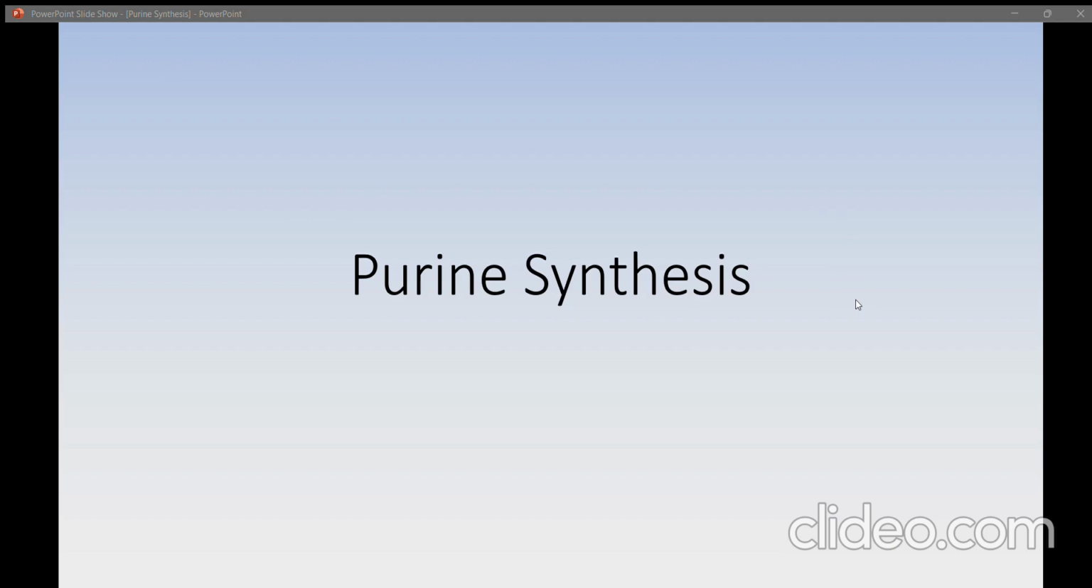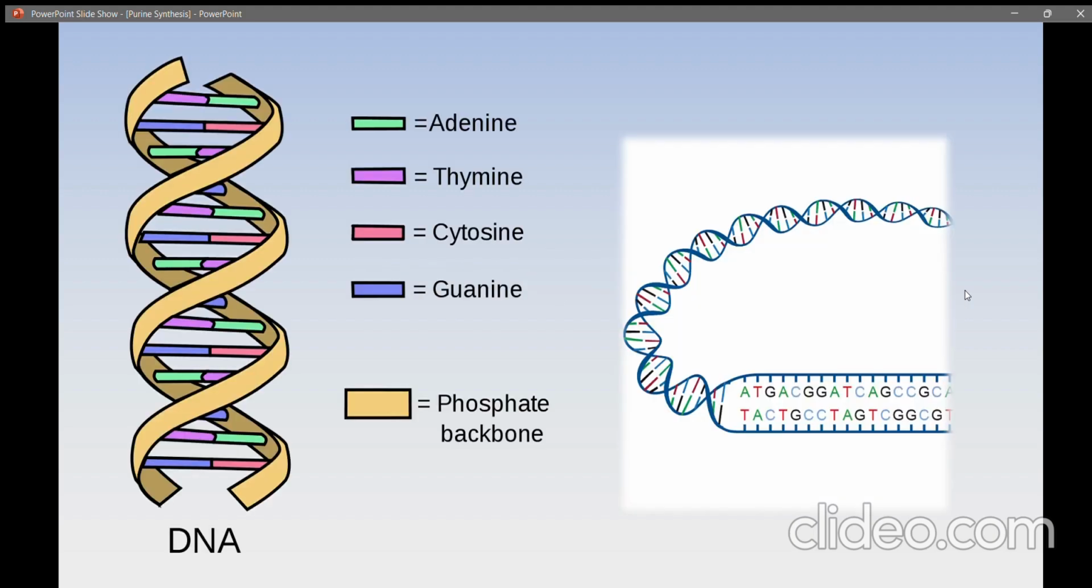Welcome to this short video on the purine synthesis pathway. Our genomic sequences are determined by bases present inside our DNA. These bases come in two types, purines or pyrimidines, and there are two of each. The purines are adenine and guanine, and these pair to thymine and cytosine, respectively. This video will detail the synthesis of these purines.